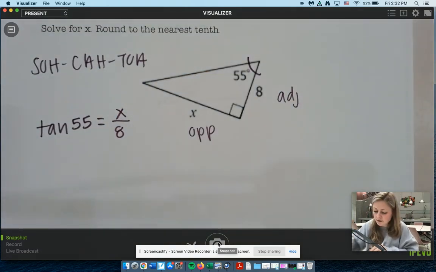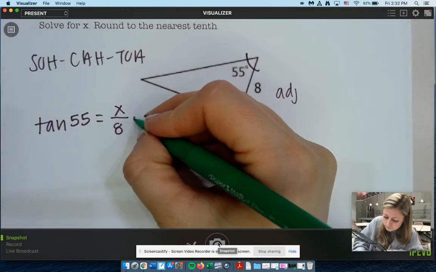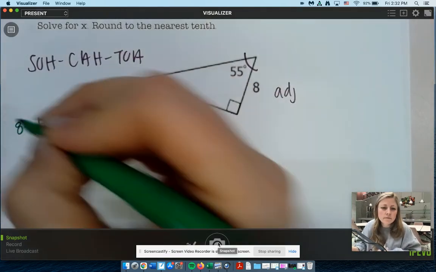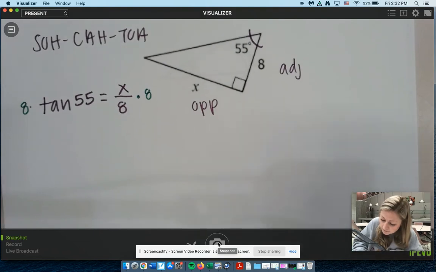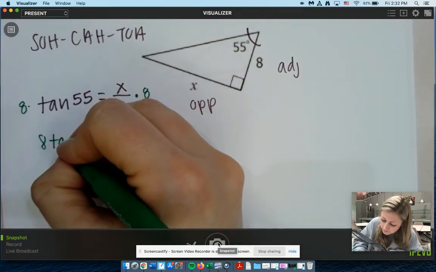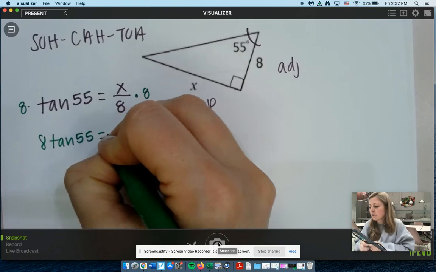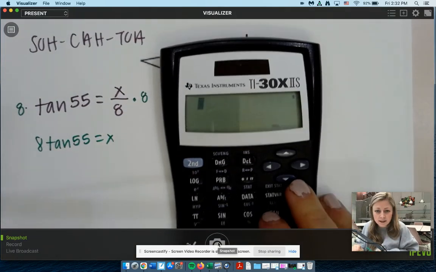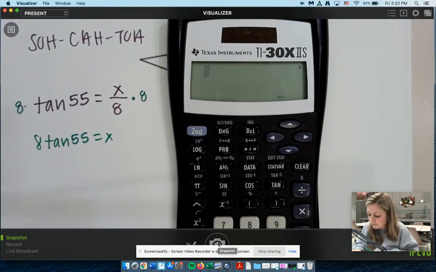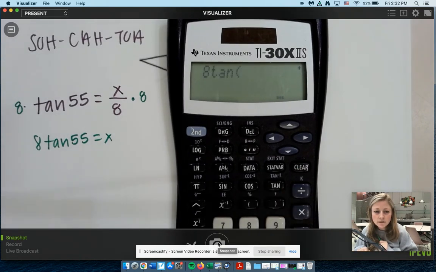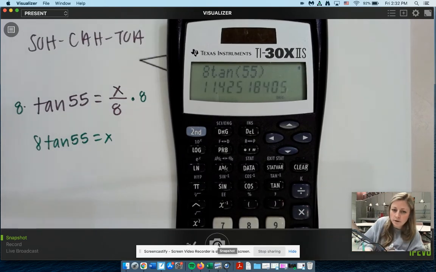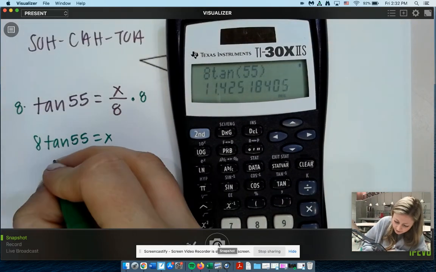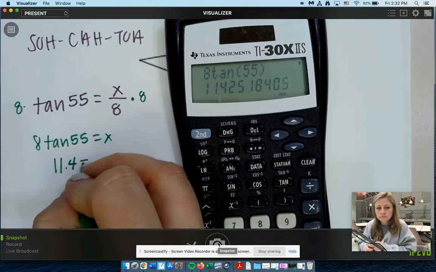Now same old song and dance, right? How do you undo divide by 8? We times by 8. So now we're going to have 8 tangent 55 equals x. If you're a calculator person, you just type it in exactly how you see it. So you're going to hit 8, find your tangent button, 55, end your parentheses, 11.4. So our side length there is 11.4.